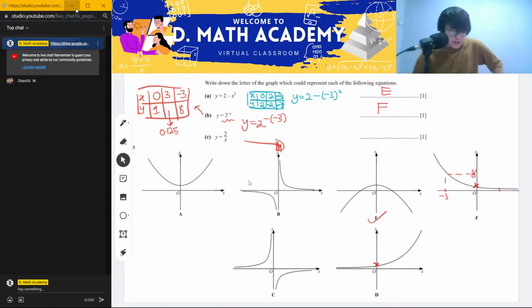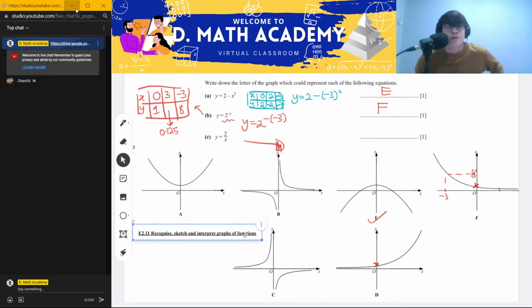You're asking, how did I get the -3? Oh, you randomly substitute it. Someone is asking what topic this is from. This topic is from our E2. Let me paste it in. This is the newly added syllabus. So they readjusted, and this is falling under your exercise number 211: Recognize, sketch, and interpret graphs of function. You are substituting random values.